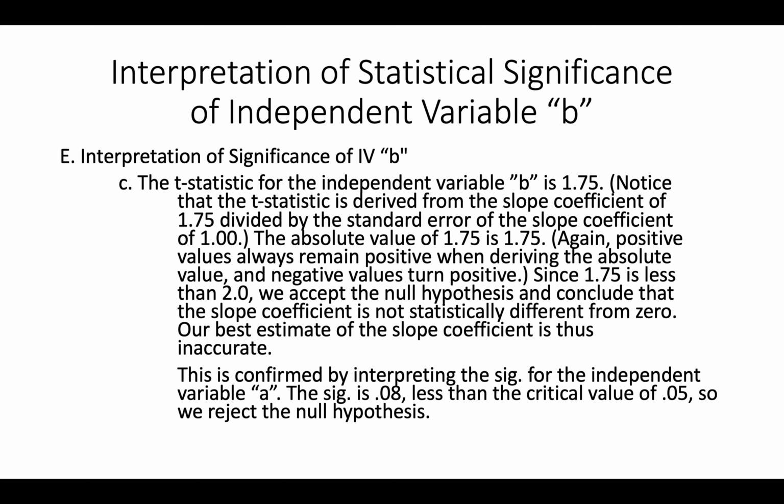We further confirm the statistical insignificance of the B variable by examining the sig statistic. The sig is 0.08, greater than 0.05, meaning again that we accept the null hypothesis and the slope coefficient significantly does not explain variation in the dependent variable.